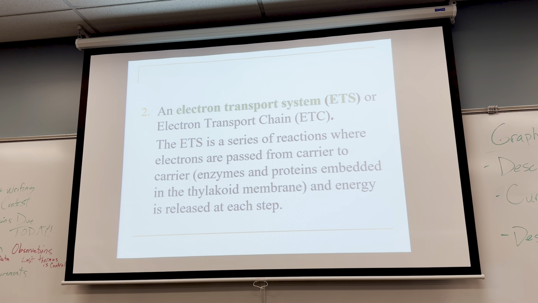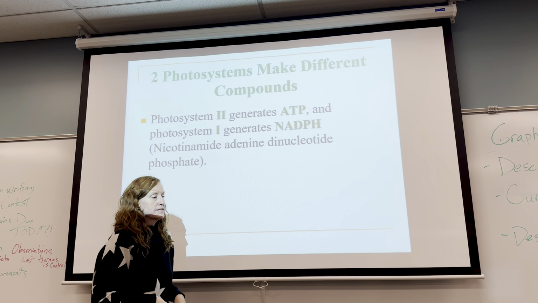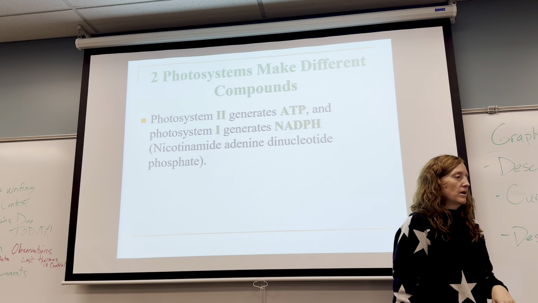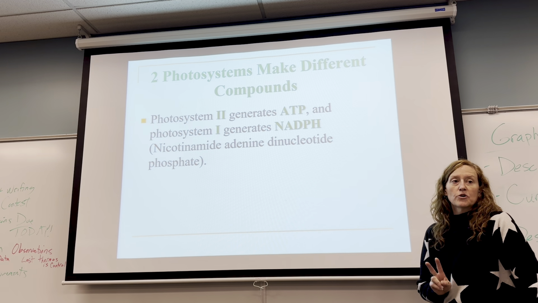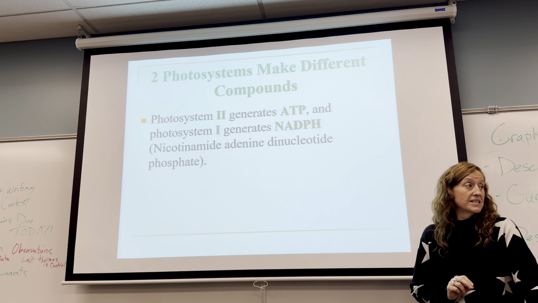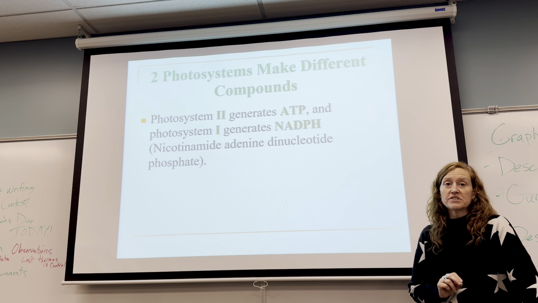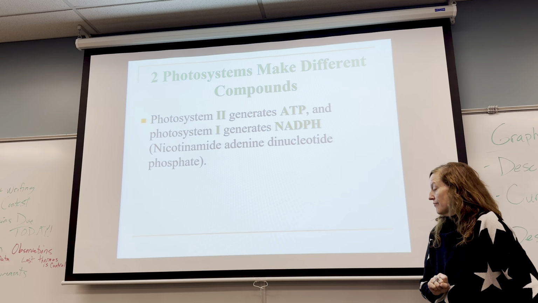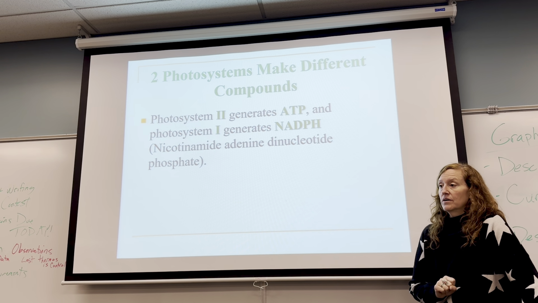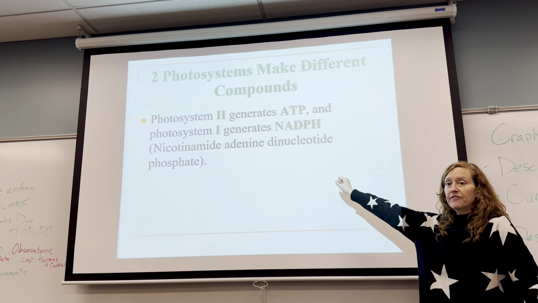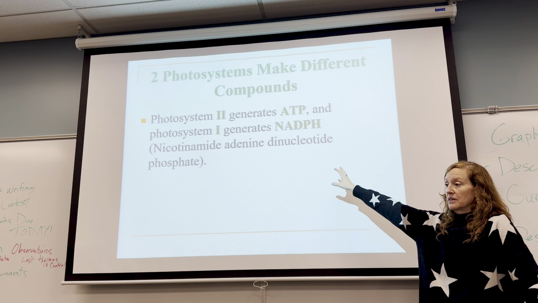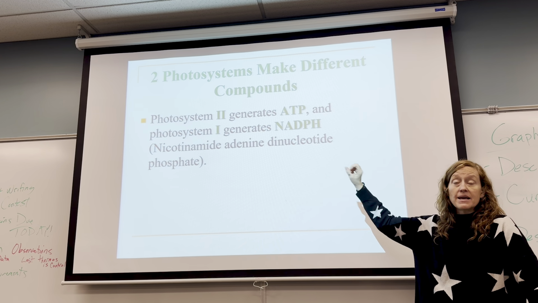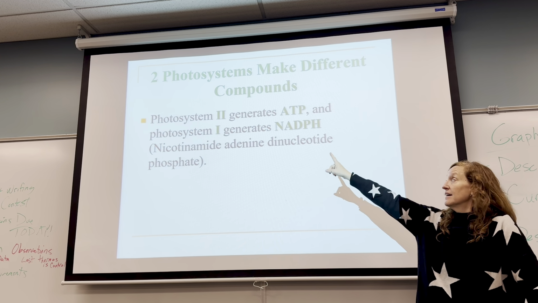So we'll walk through this in words, and then we'll look at it more in the context of the diagram, but I'll try and keep them both in sync since you have that in front of you. So photosystem 2 creates the energy carrying molecule ATP. Photosystem 1 makes NADPH. The light-dependent reactions are making these two energy-carrying molecules.